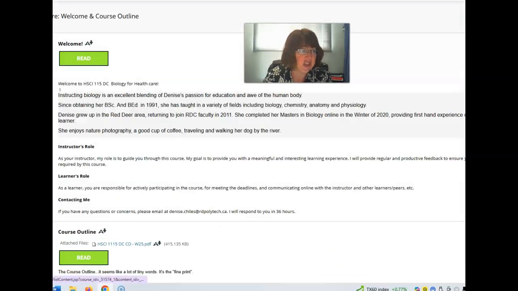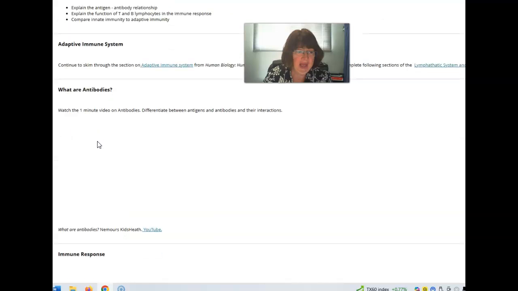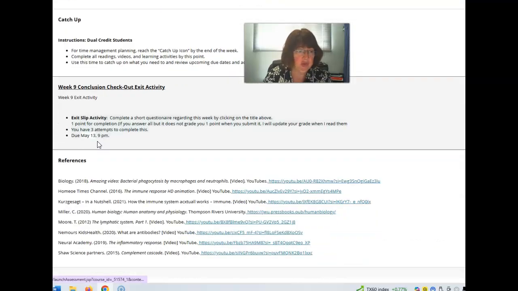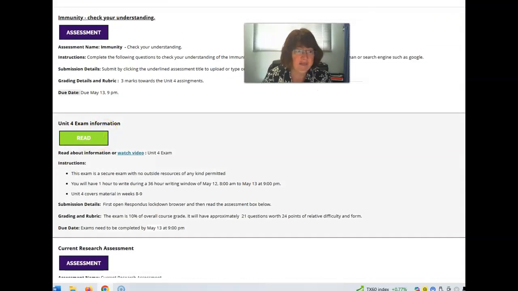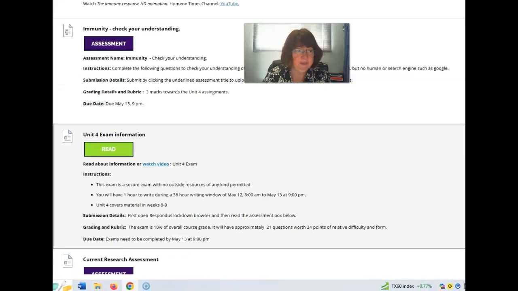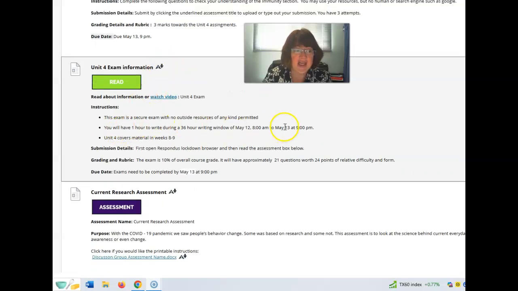And as a little description for you, if you go under Module 9, at the bottom here, scroll. Right here, Exam 4 information. Here is some information on the exam, and it is a 1-hour exam, and it will cover just the material from Module 8 and 9, and you will need your Respondus Lockdown Browser, and it is 10%, 21 questions, 24 points, and it is due on May the 13th.